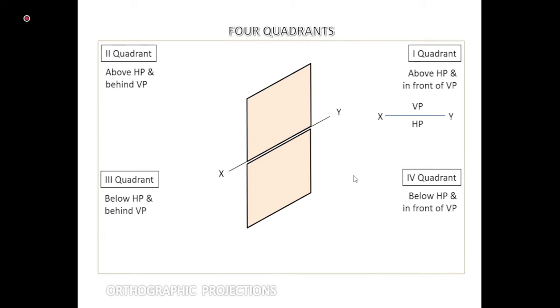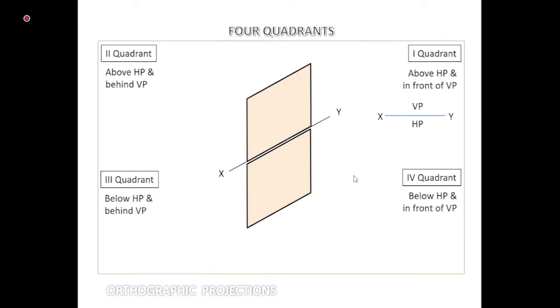So in the first quadrant, if I'm going to draw the 2-dimensional view directly, then I'm going to draw a straight line. That will be my axis line XY. Where will be the vertical plane? The vertical plane will be above the XY line. Where will be the horizontal plane? The horizontal plane will be below the XY line.